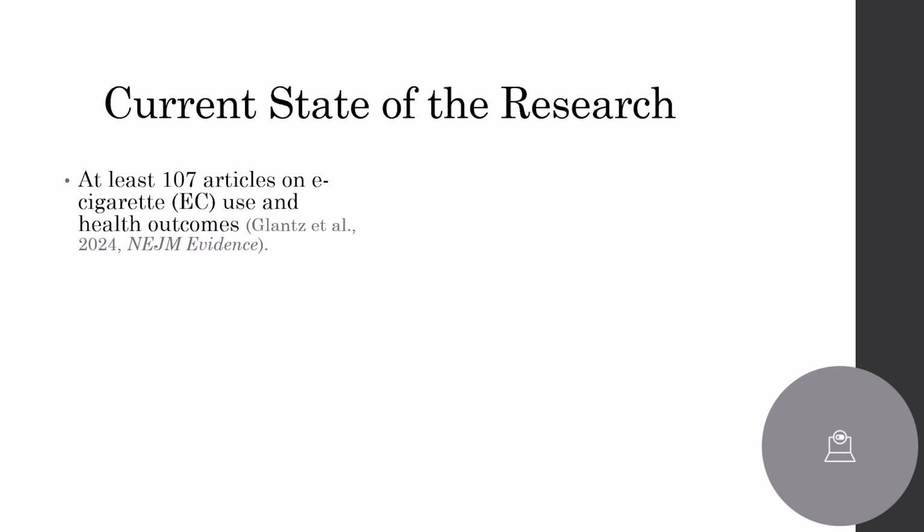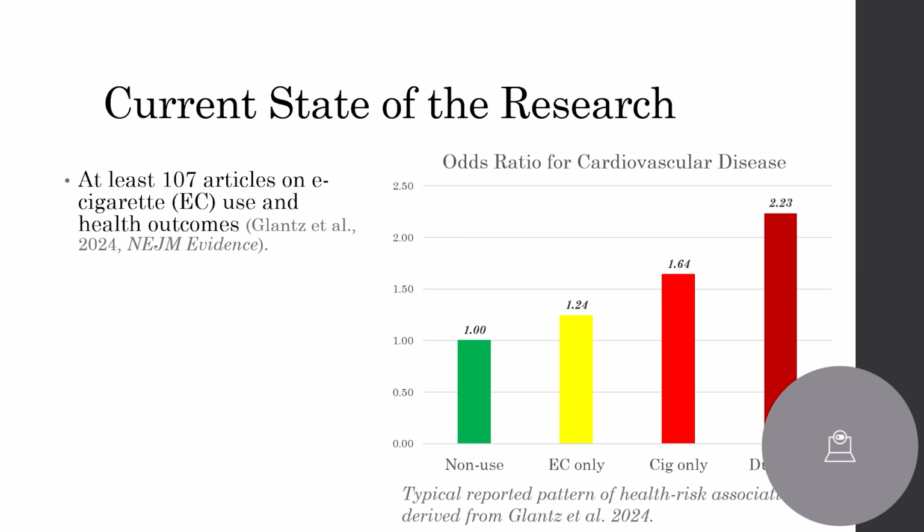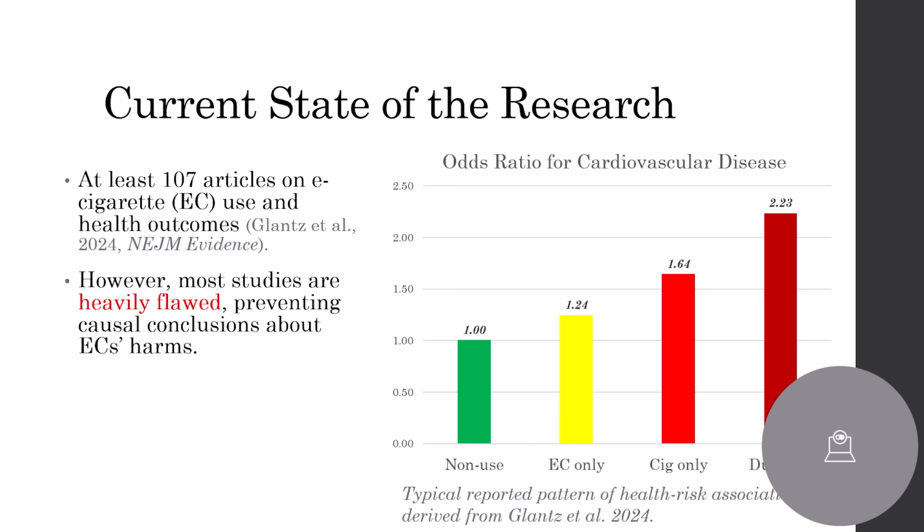There are over 100 articles on e-cigarette use and various health outcomes. The typical patterning of results, as shown for this example of cardiovascular disease, is that non-use is lowest risk, followed by exclusive e-cigarette use, followed by cigarette smoking, with the highest risk usually found in dual use. However, most studies are heavily flawed, which prevents us from being able to conclude about direct health risks of e-cigarettes.